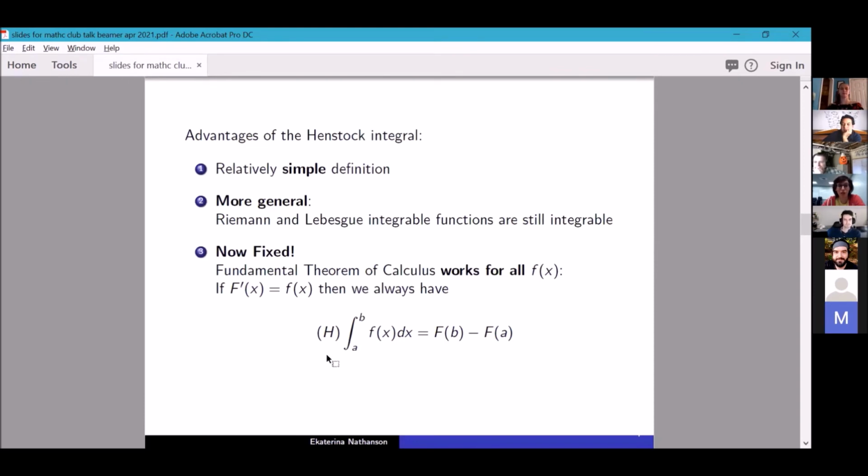Why is it good? There are some advantages. First of all, it has a relatively simple definition, as you will see in a second. You don't need to learn another field or area to understand it. It is a more general integral, which means anything that you can integrate with a Riemann integral, you can integrate using this one. It also includes the Lebesgue integrable functions, which is another class of integral that you study. And the fundamental theorem of calculus also has some improvement that you'll see as well.